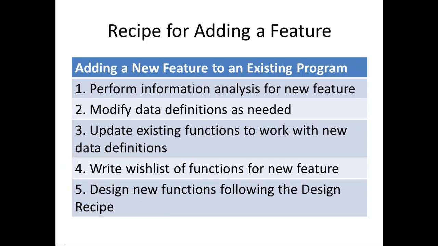What do you do when you have a new feature? You perform the information analysis for the new feature. You modify your data definitions. Next, you update the existing functions to work with the new data definitions. That's the most important step that people forget about. Then, once you have your existing functions working with the new data definitions, you can start writing the new functions for the new functionality.